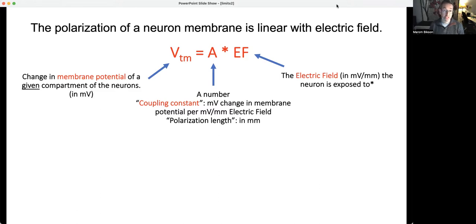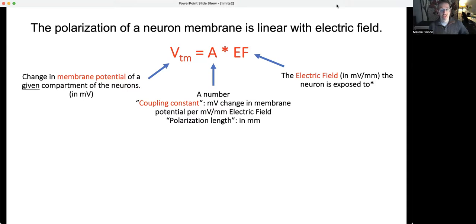So it has three terms. The first term is VTM. This is the amount of transmembrane polarization, VTM, produced in a neuron during electrical stimulation, or specifically in a compartment of a neuron, like the soma of a neuron, the dendrite of a neuron. And when you're thinking about neuromodulation, that is the first mechanism of action. Everything else is derivative to that. So that's the first term.